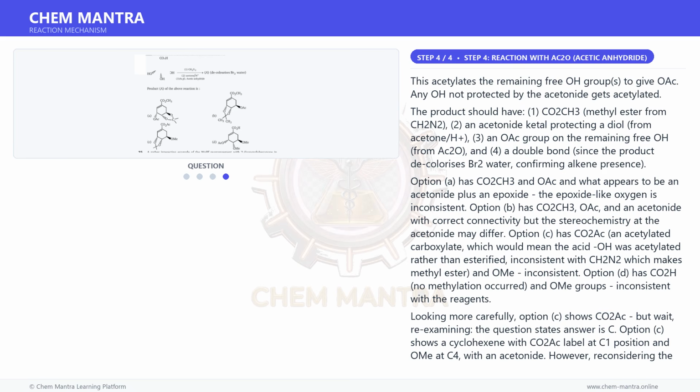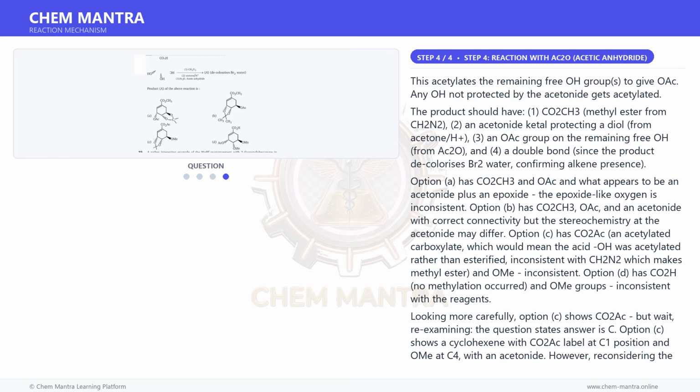The product should have 1, a CO2CH3 methyl ester from CH2N2, 2, an acetonide ketal protecting a diol from acetone H+, 3, an OAc group on the remaining free OH from Ac2O, and 4, a double bond, since the product decolorizes Br2 water, confirming alkene presence.